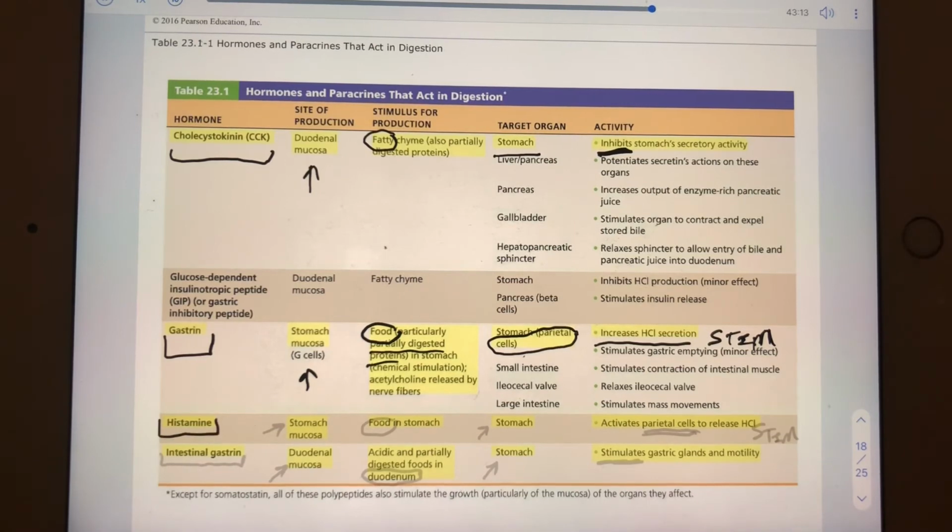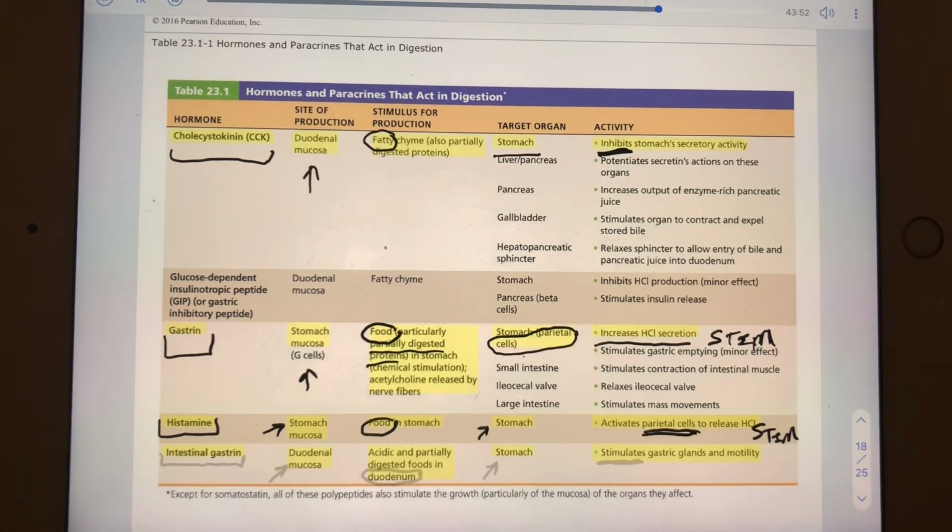Histamine, which is made in the stomach, specifically the enteroendocrine cells are releasing histamine when triggered to do so. It's stimulated by the presence of food in the stomach. It targets the stomach, even though it's also produced by the stomach. And it is also stimulatory. It tells parietal cells to facilitate HCl production. So it's very much overlapped with gastric gastrin.